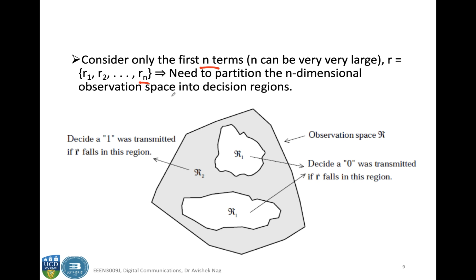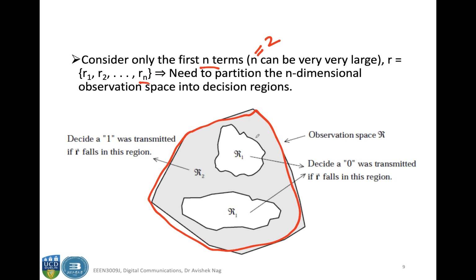So let's simplify things a little bit. Let's first consider that this n is equal to 2. Let's focus on a two-dimensional space and try to understand this problem, and then you can easily extend it to n-dimensional space. From the two-dimensional perspective, let's say we have the entire observation space R, which is this outer boundary. Let's say this is your observation space R, and you partition this observation space into two different regions.